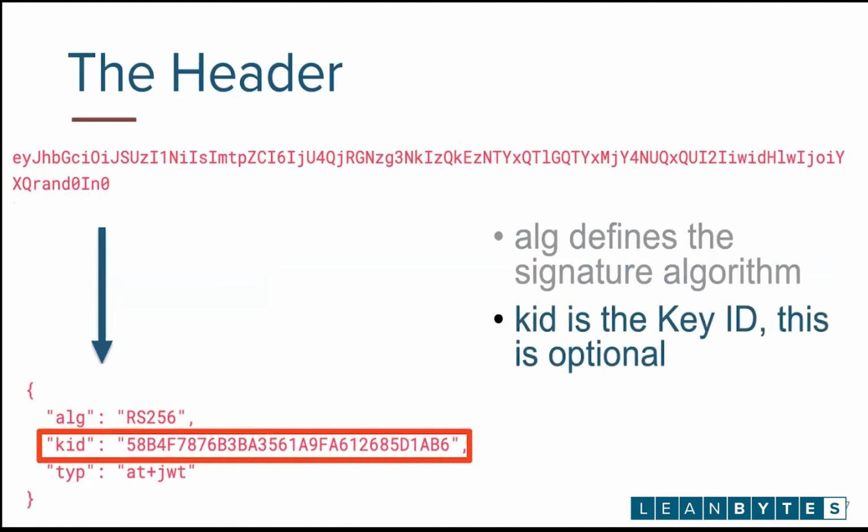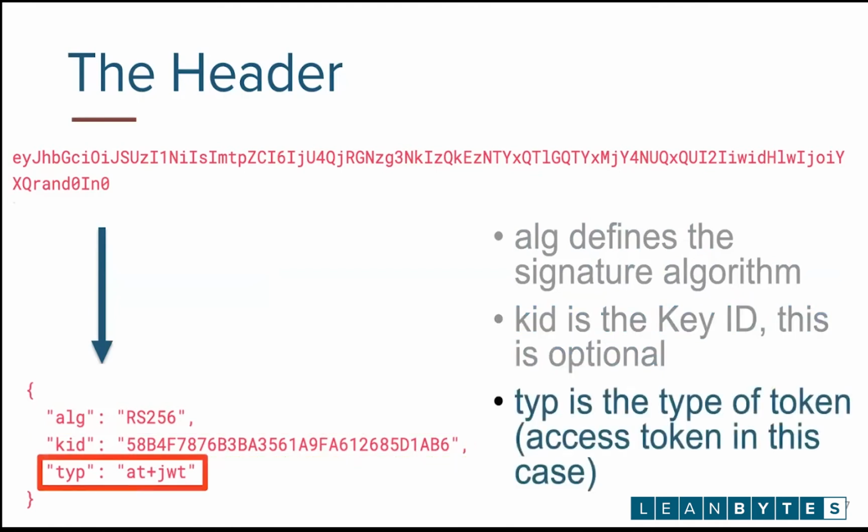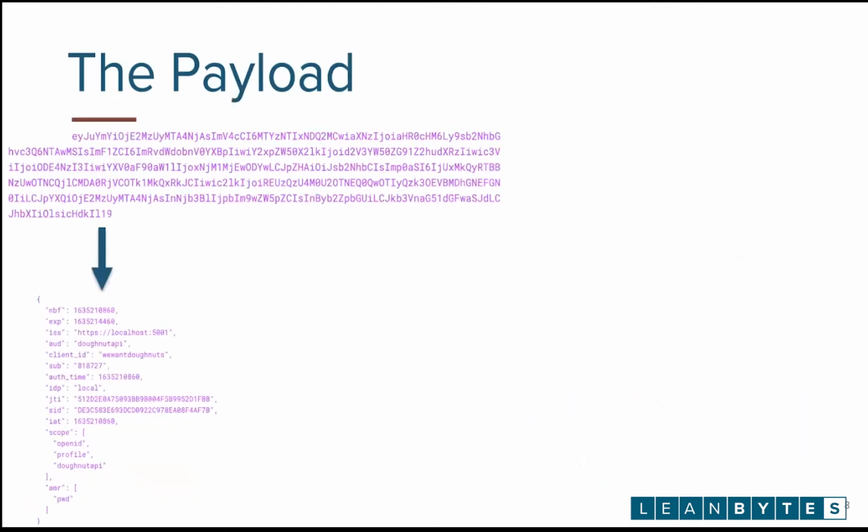The kid is the key ID, and this is an optional field. If you have multiple keys from your issuer, and we'll talk about that in a little bit, this is the thumbprint that identifies which key was used to sign your JSON Web Token. And then the type is the type of token this was. In this case, it is an access token, so AT plus JWT. You may also see JWT there as another type. So that is the header.